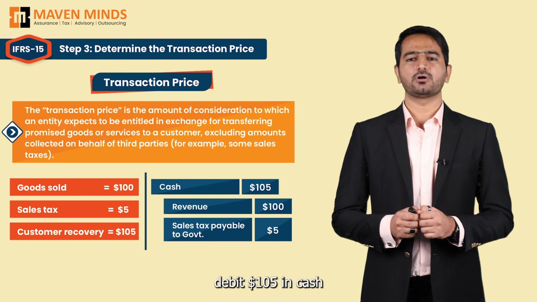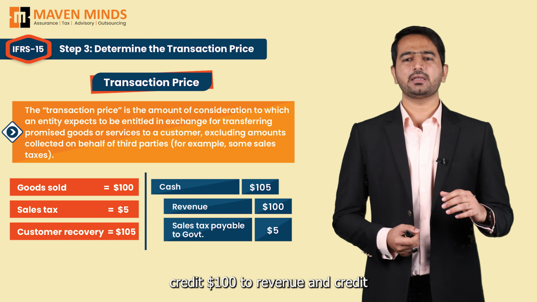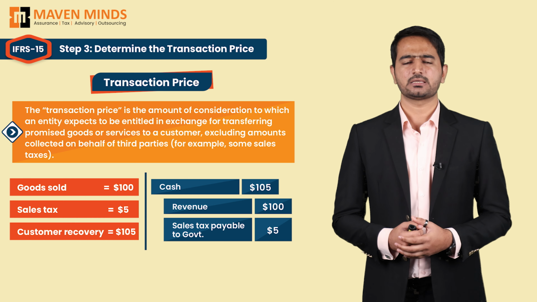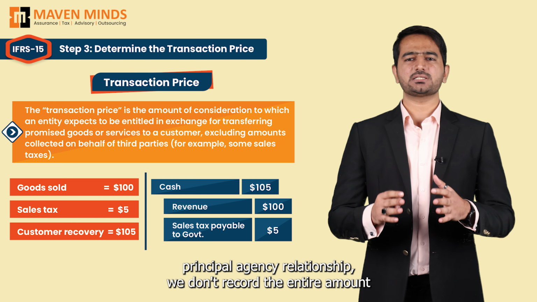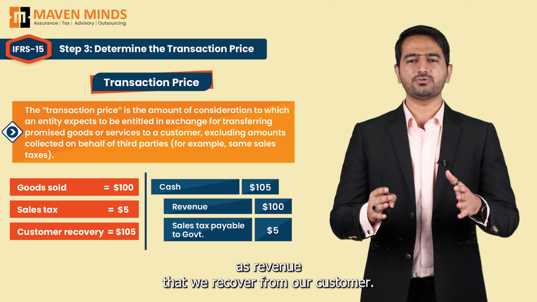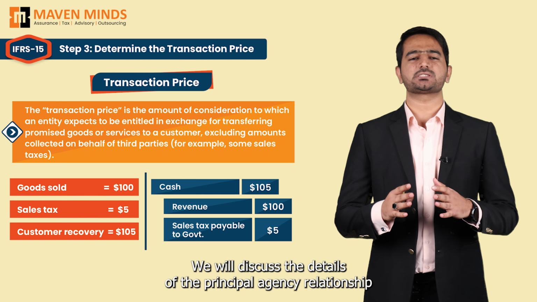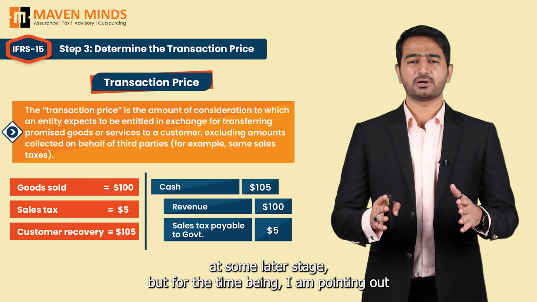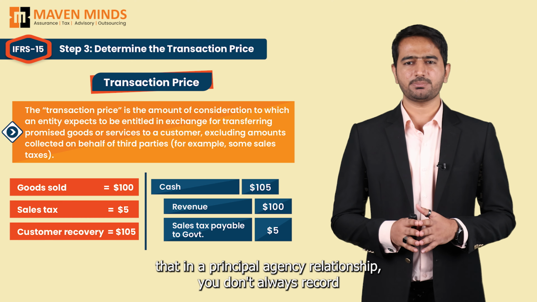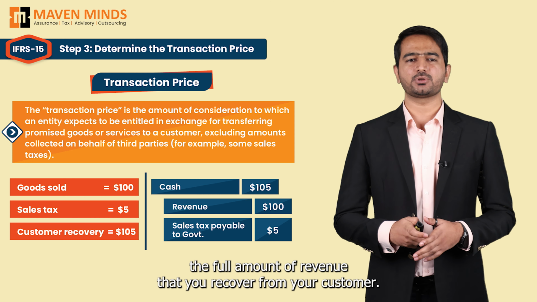Debit $105 in cash, credit $100 to revenue, and credit the remaining $5 as sales tax payable to the government of the jurisdiction. Similarly, in a principal agency relationship, we don't record the entire amount that we recover from our customer as revenue. We will discuss the details of the principal agency relationship at some later stage. But for the time being, I am pointing out that in a principal agency relationship, you don't always record the full amount of revenue that you recover from your customer.